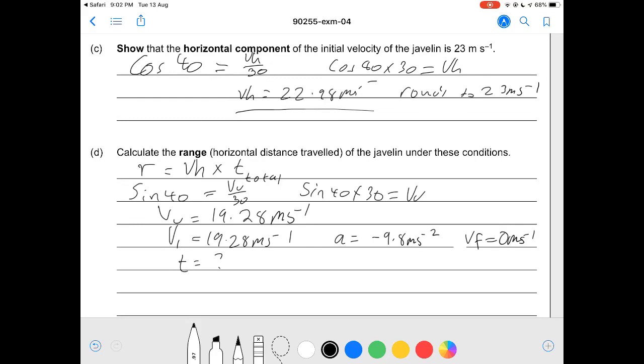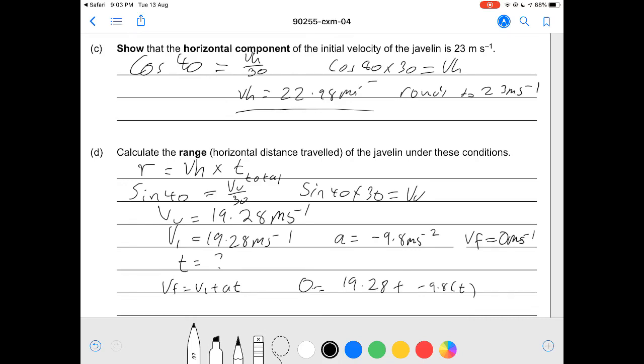Alright. So what equation of motion has VI, A, VF, and T? You should find that VF equals VI plus AT is the equation we have to use. So we just need to plug some numbers in. So 0 equals 19.28 plus AT, which is negative 9.8 times T, which we don't know.